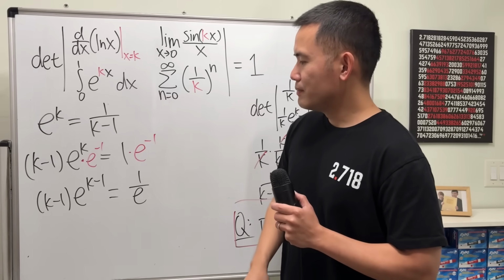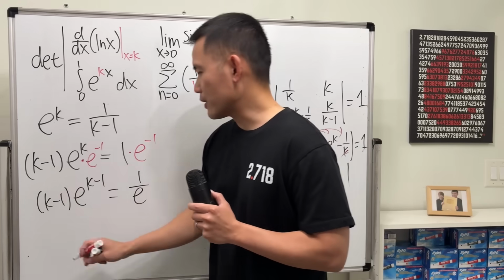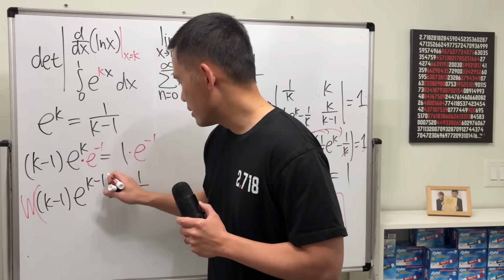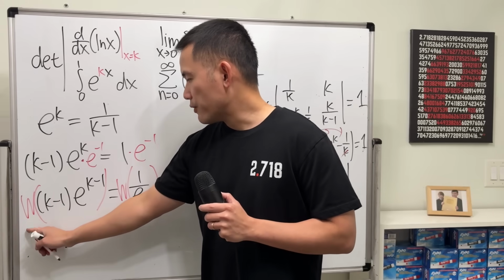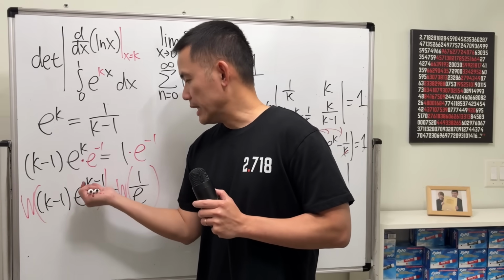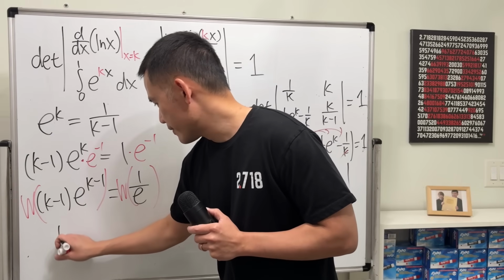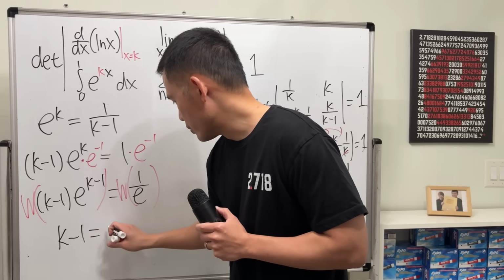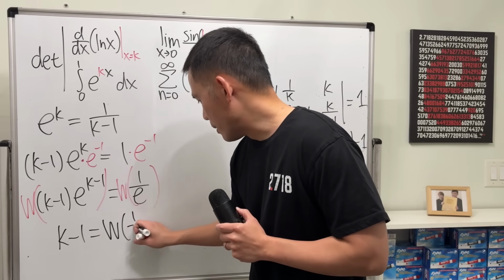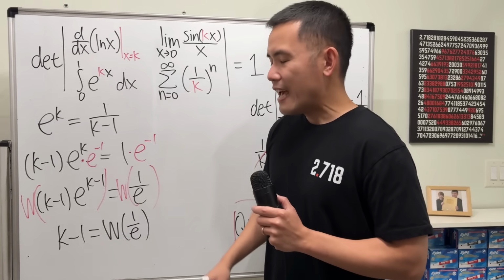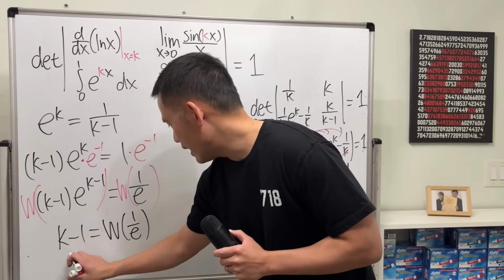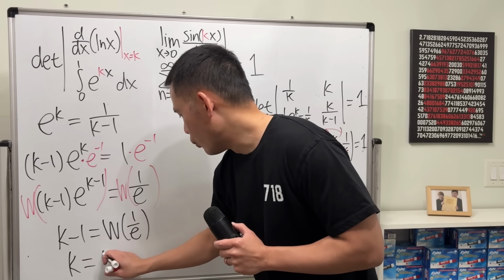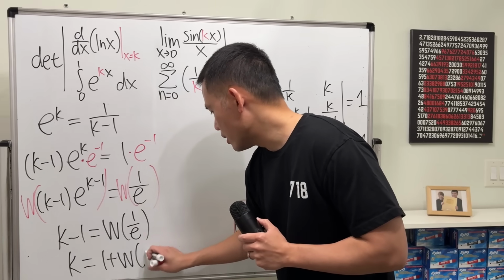Ladies and gentlemen, this is the perfect time for us to use the Lambert W function. Do the W here and W here. When you take the Lambert W function, as soon as this and that match, you just get this back. So k minus 1 is equal to the Lambert W function of 1 over e. And finally, I just add 1 to both sides. So k is equal to 1 plus the Lambert W function of 1 over e.